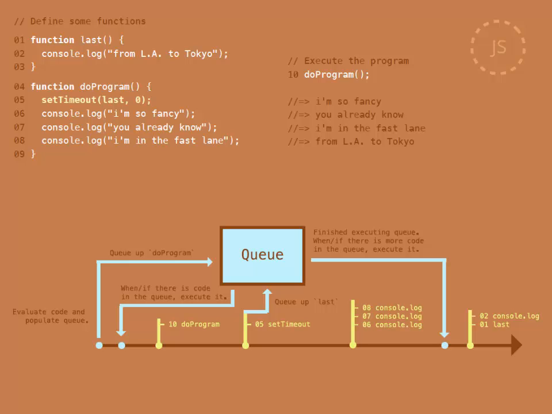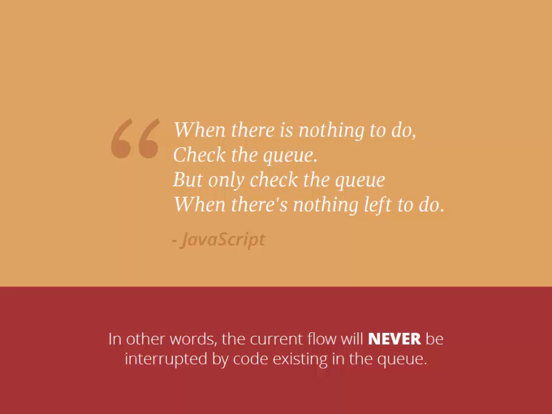Then we do our other three lines, our other three console logs, at which point JavaScript runs out of things to do, and it checks the queue again. And it pulls last out of there, and it logs it. So this is JavaScript's rule. When there's nothing to do, check the queue, but only check the queue when there's nothing left to do. So in other words, the current flow is never going to be interrupted by code that exists in the queue.